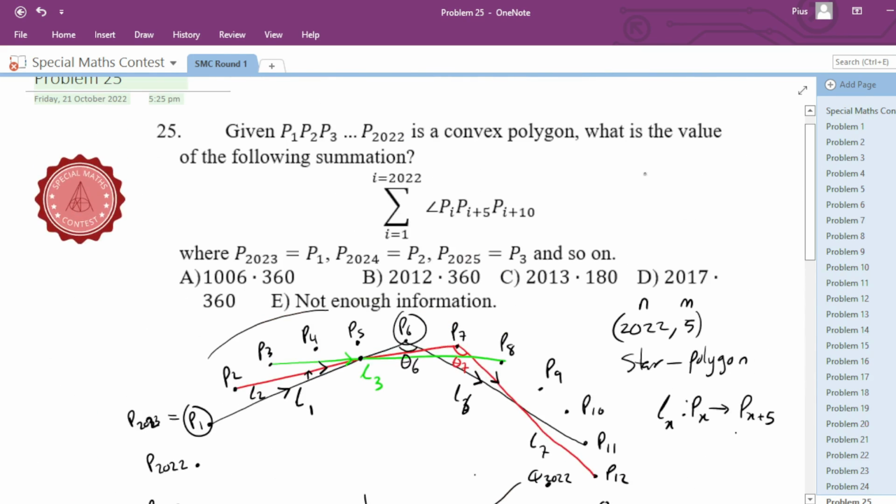So let's see which of the options. This will be 2012 times 180. Okay, so this is not correct. Yeah, so this will be option A, which is just another form of this. Divide by 2 and multiply by 2. So that's going to work out. Yeah, so the correct option is A.